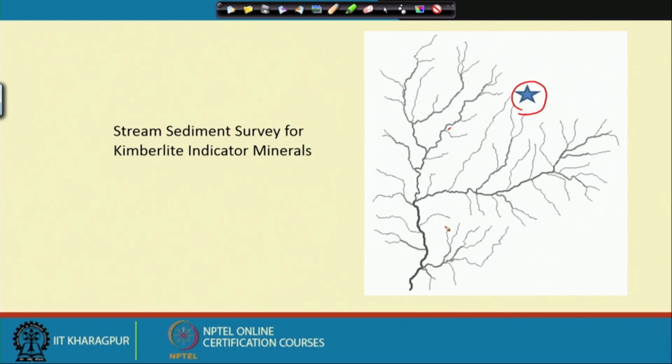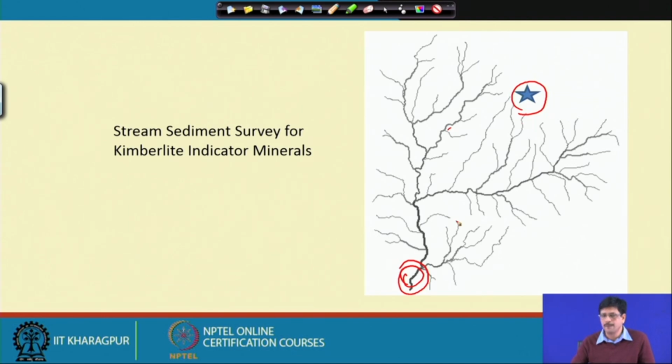So, any stream sediment survey will depend on taking the stream sediments. For example, for the highest order stream over here, if the diamondiferous kimberlite is being actively eroded from this particular point, then the streams which are coming and joining and forming the highest order stream here, the sediment will be containing the kimberlite indicator mineral. But then the position of the kimberlite has to be traced out by a very systematic, thorough survey of the stream sediments, and finally to be able to locate the particular position where it is located.